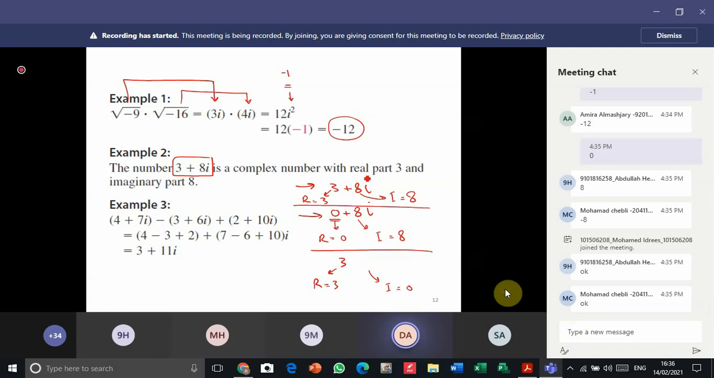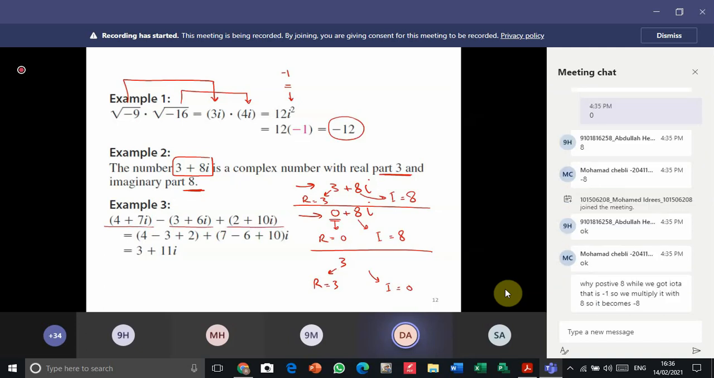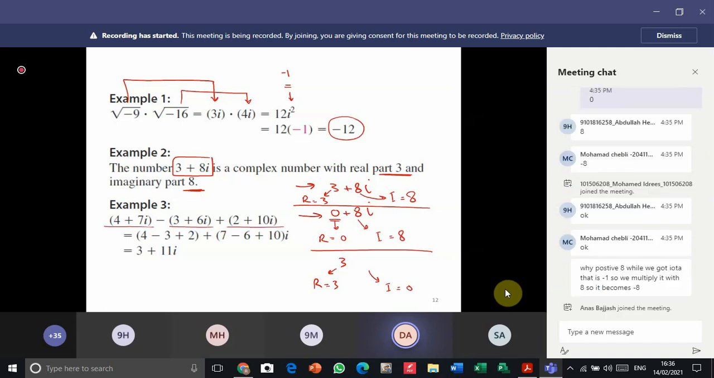So the complex number with real part 3 and 8, this is the imaginary part. If we have complex numbers, this one minus this one plus this one, how can we do addition or subtraction of complex numbers? If we need to add or subtract complex numbers, just add the real parts together and the imaginary parts together. So we must add 4 minus 3 plus 2.